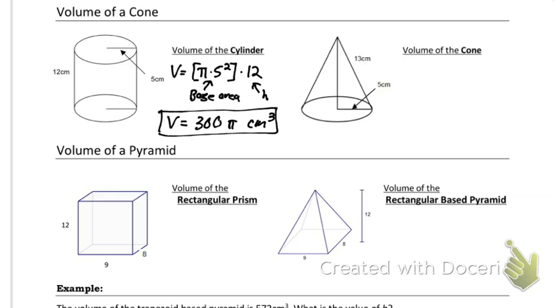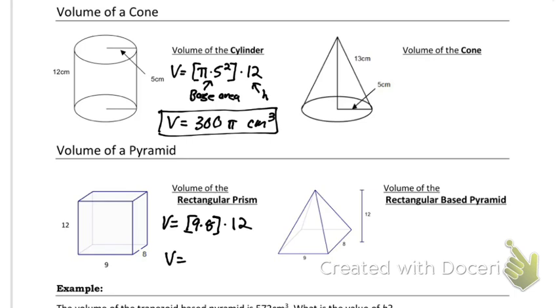All right, let's do the same thing for the rectangular prism. Rectangular prism is solved the exact same way. It's base area times height. So the volume of that rectangular prism is going to be volume equals our base area, 9 times 8, times our height, which is 12.